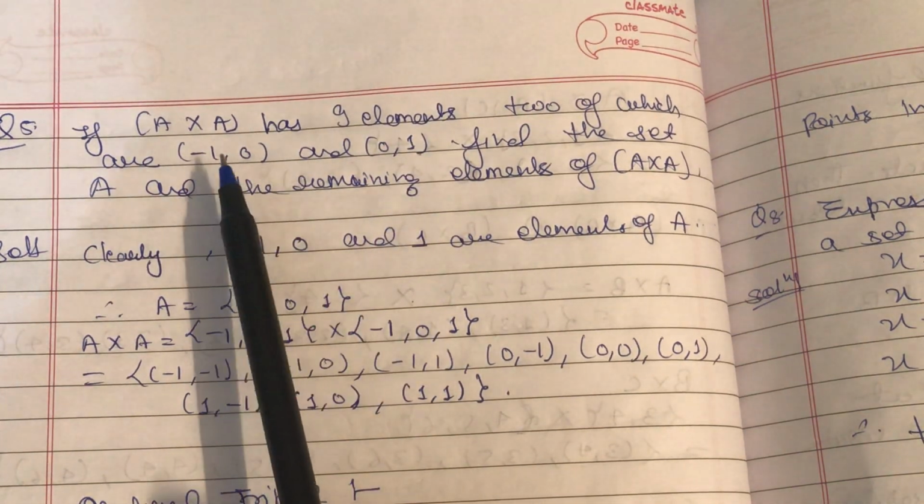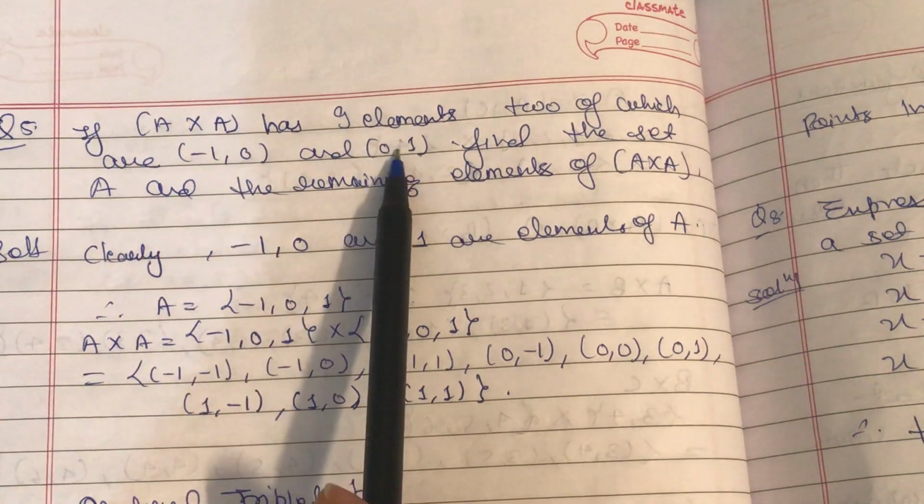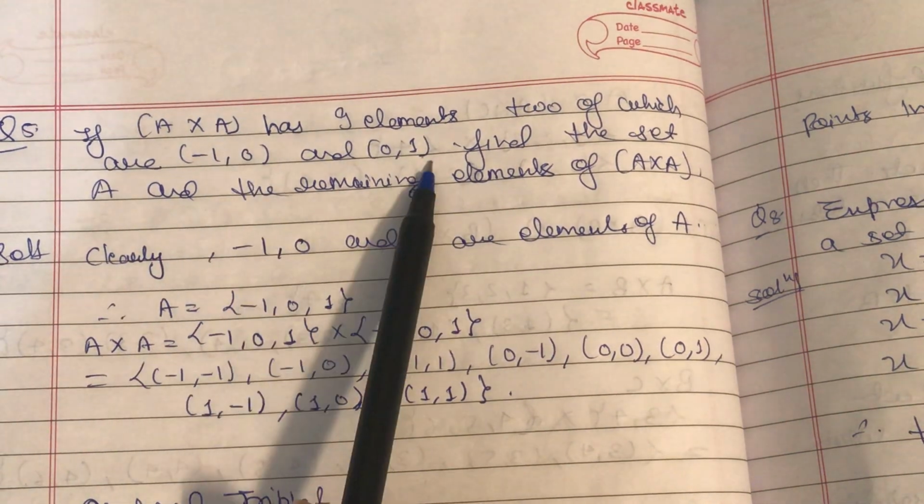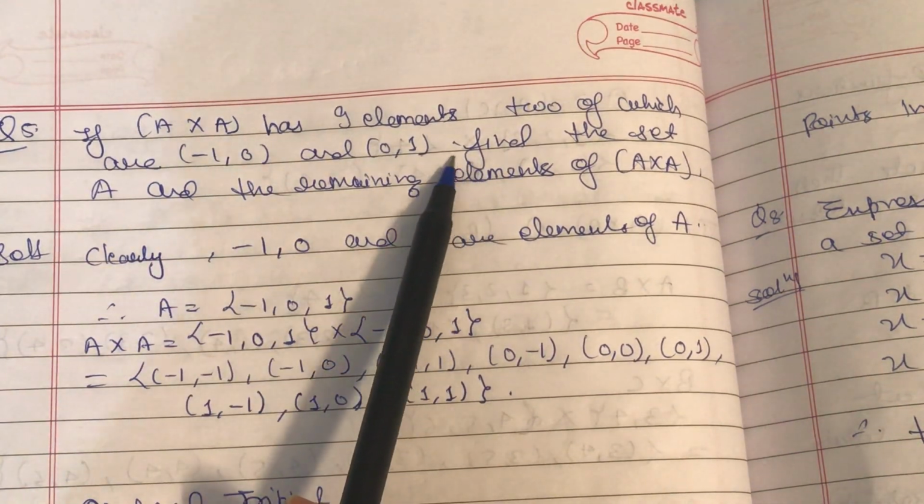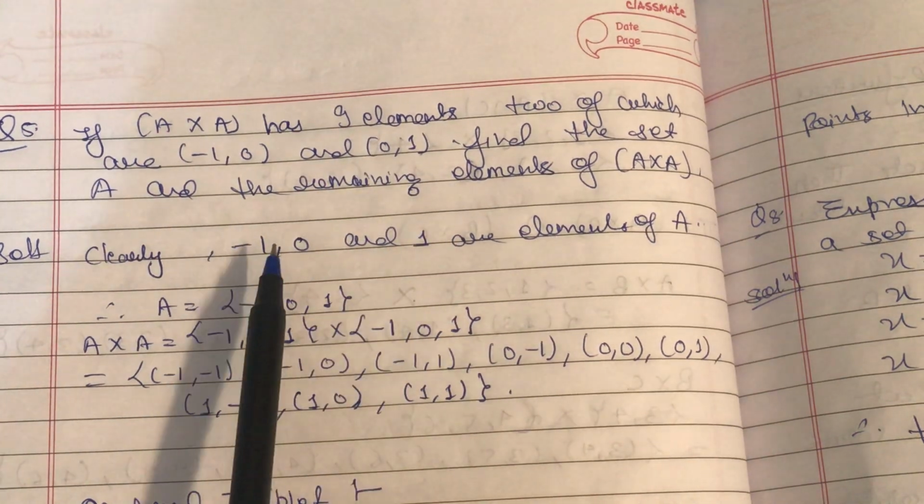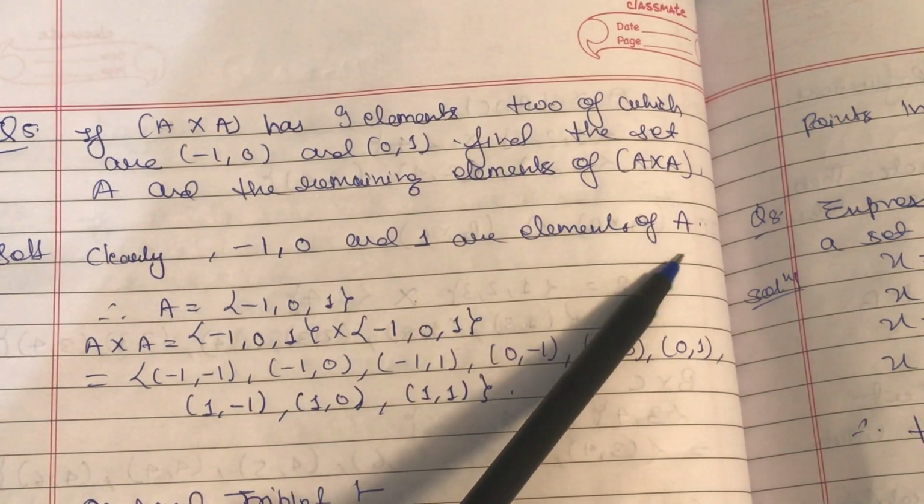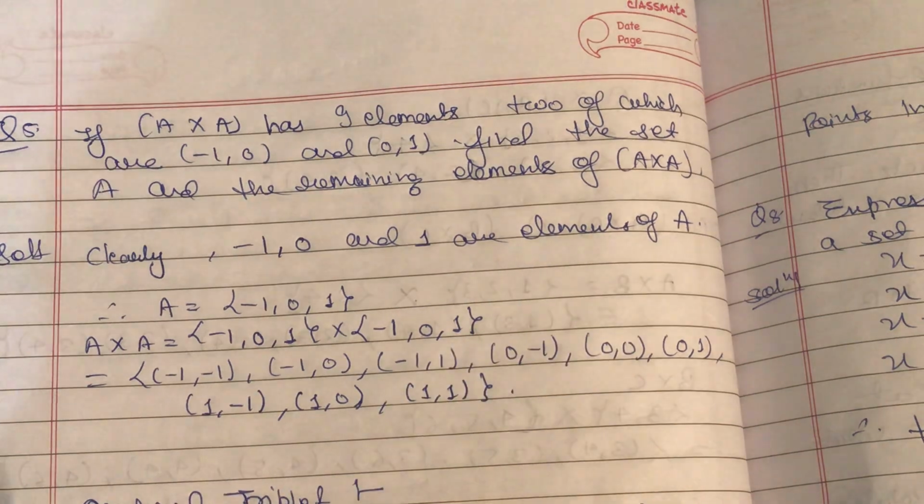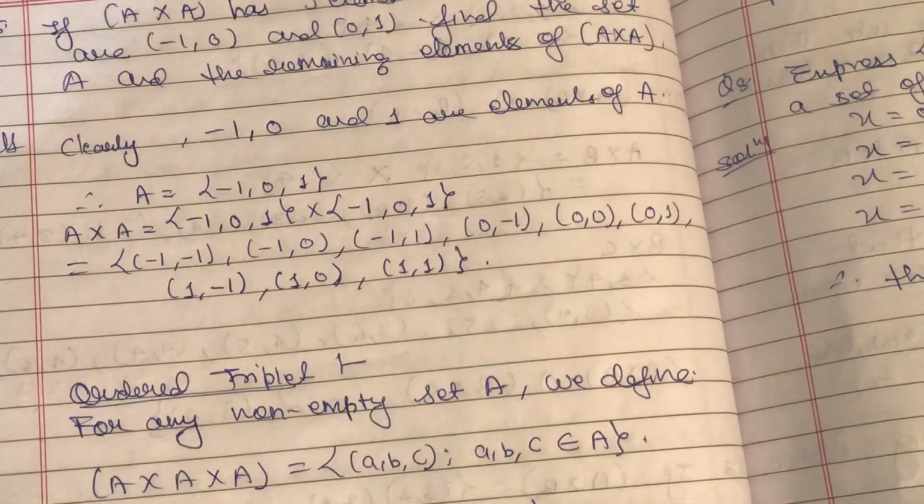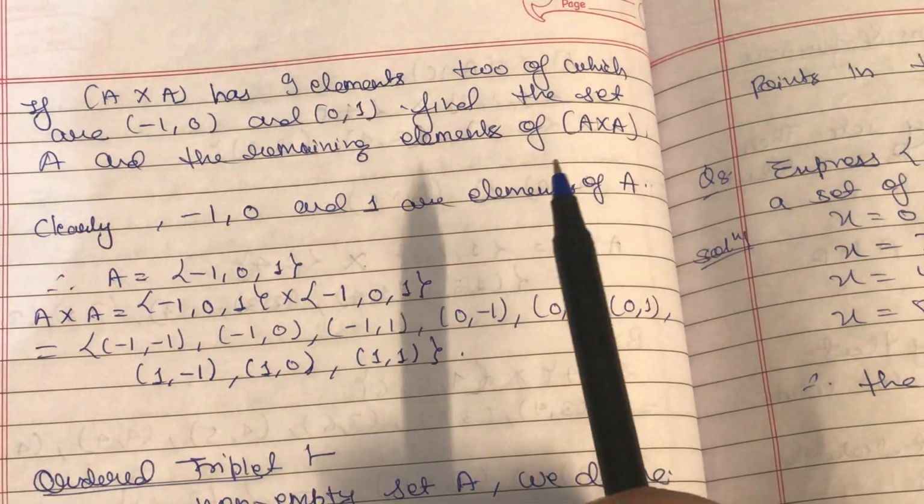So what numbers do you have? -1 you have, 0 you have, 1 you have. So it is very clear from the given elements that -1, 0 and 1 are the elements of set A, right? Now I have to find the remaining elements also.